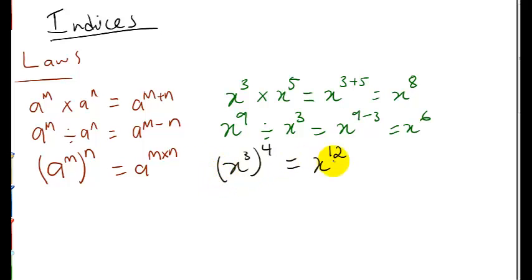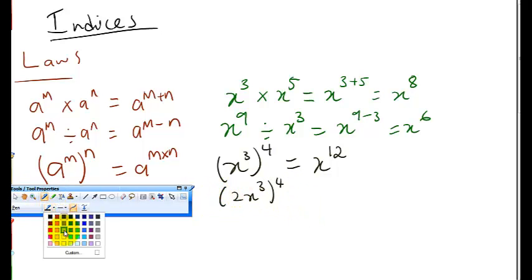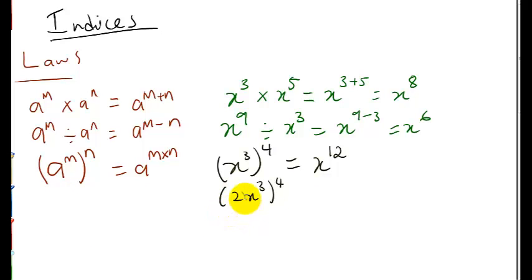Now, a common mistake that I've seen is when I give you a number with it as well. Let's write an example like that. So imagine I've got 2x to the power of 3, all to the power of 4. Now, the question you've got to ask yourself is, is this 2 right here attached to the 4? Well, because we've got brackets right here, that 2 is definitely attached to the 4.